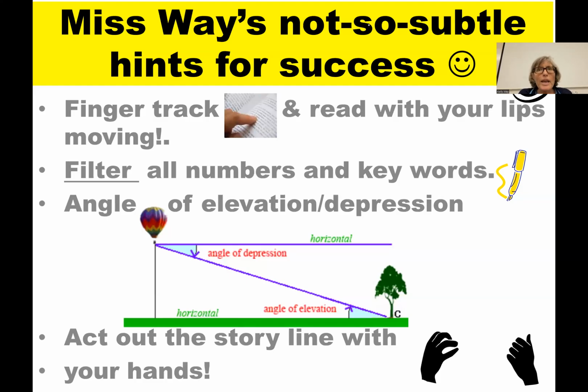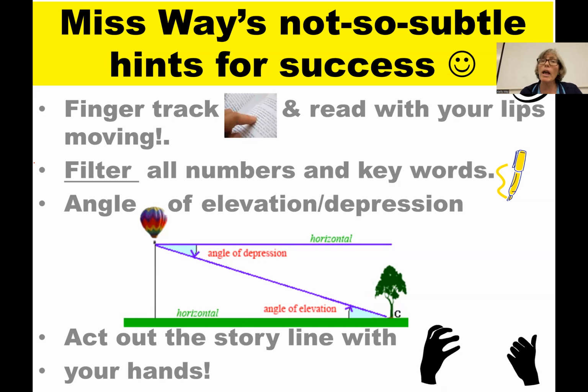So this is Miss Way's not so subtle hints for success when you're dealing with practical application problems. Number one, you finger track with your finger on your paper, lips reading aloud. Three body parts: eyeballs, finger on paper, and lips. Finger, not pencil or highlighter. Two, you filter all numbers and keywords. Filter, that means underline or highlight.